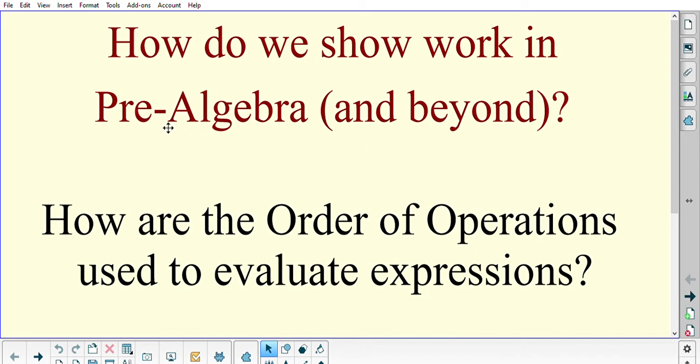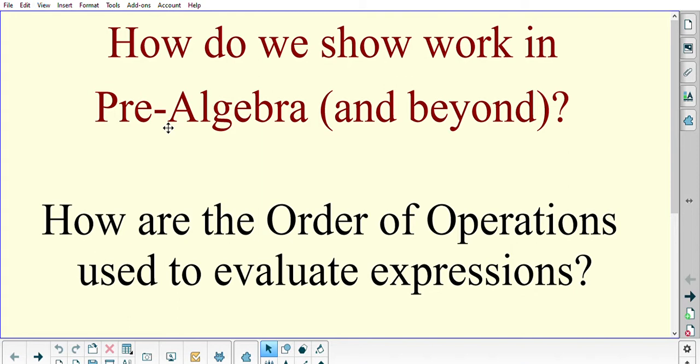Hello everyone, this is Mr. Underkoffler. We're going to be looking at the very first lesson of the school year, and our main goal here is to figure out how we show work in pre-algebra and beyond. When I say pre-algebra, I'm also talking about those of you in math grade 7, which, believe it or not, pretty much covers about 2/3 of the pre-algebra curriculum.